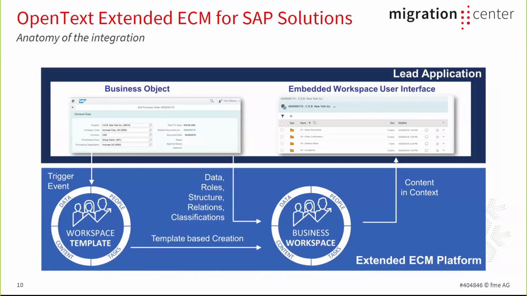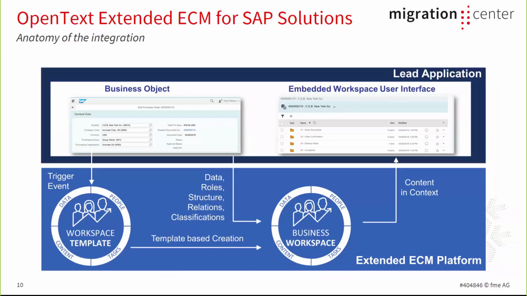But xECM is a little bit different, because as you probably know, the users create business objects. In this case, it's a supplier. So in SAP, automatically SAP will trigger the event, and the content server will use the workspace template and create a new business workspace for that supplier, for example, and assign all the data, the roles, the folder structure, relations, classifications, to that new business workspace.